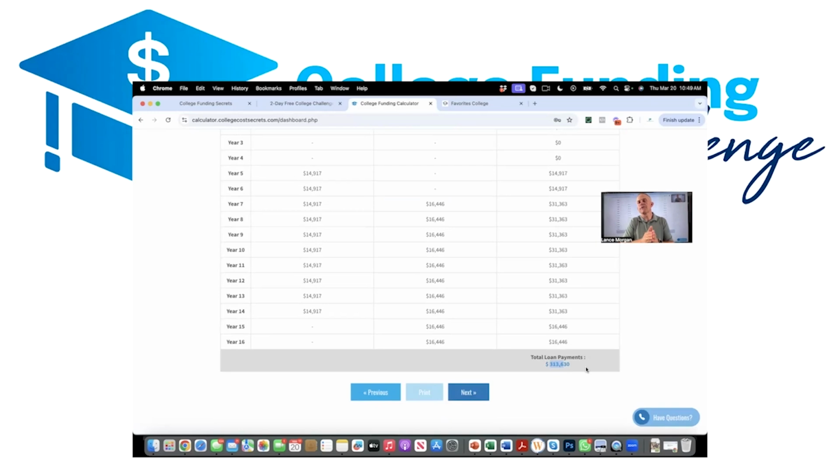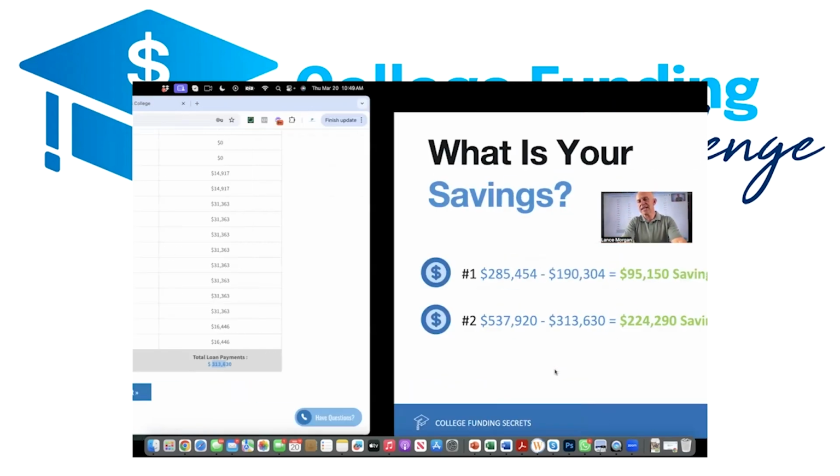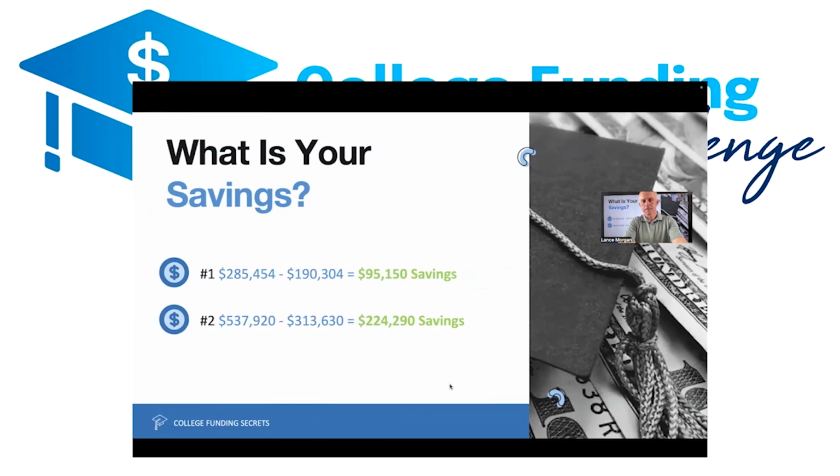Now, what's my total financing cost? Do you see how we're starting to layer? We're starting to stack the benefits of Secret 1 and Secret 2. Now my financing cost is $313,000. That's $224,000 total savings so far.